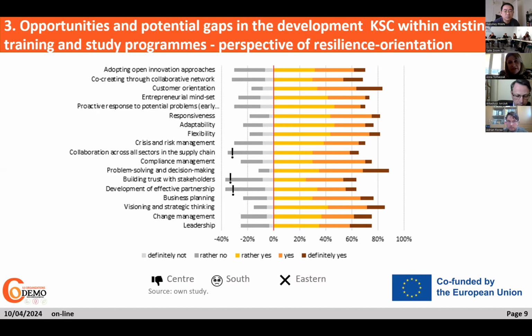But what's interesting is that we have a lot of differences among sectoral and regional perspectives, because according to respondents from the center, 9 factors should be improved. We have a lot of gaps in perception of training programs. According to respondents from the south, there are 5 gaps, and according to respondents from the east, 2. And what's interesting, there are differences in the meaning of these gaps.